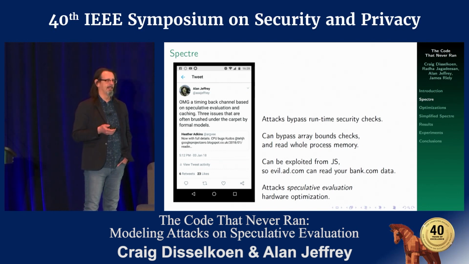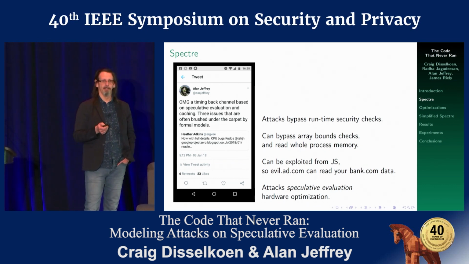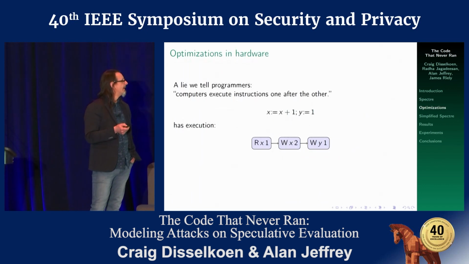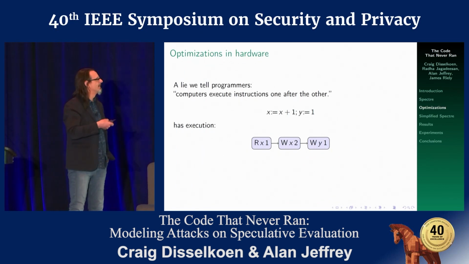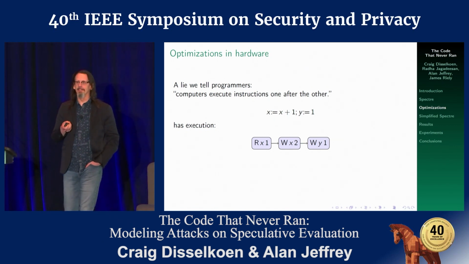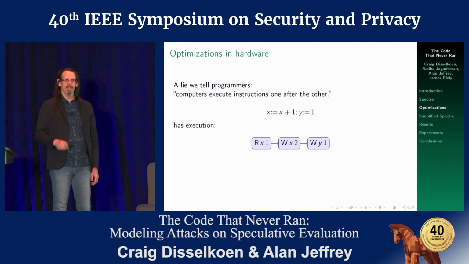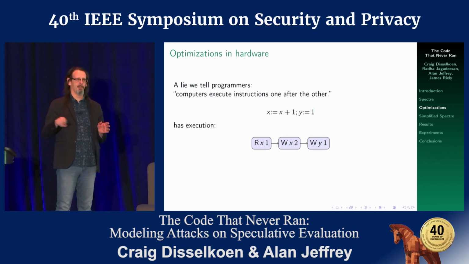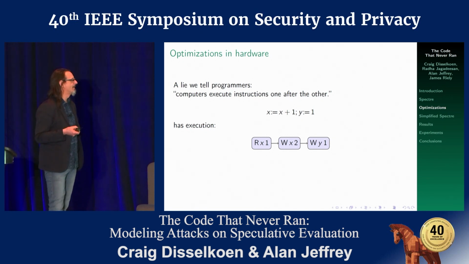So this is a hardware optimization that's meant to be just down at the microarchitectural level and not visible at the architectural level. Right, so what are these kinds of optimizations? Well, here's a simple optimization. A lie that we tell to kindergartners when they're learning to program is that computers execute instructions one after the other. So we give you a program like this that increments x and then sets y to be 1.